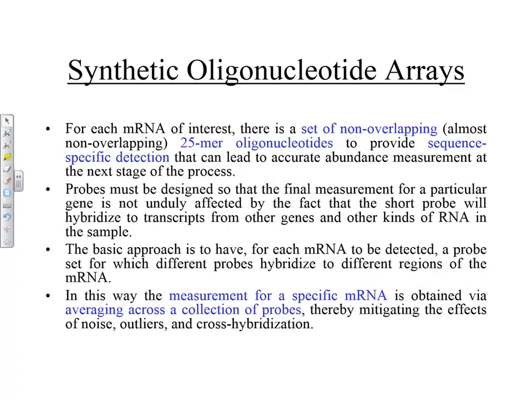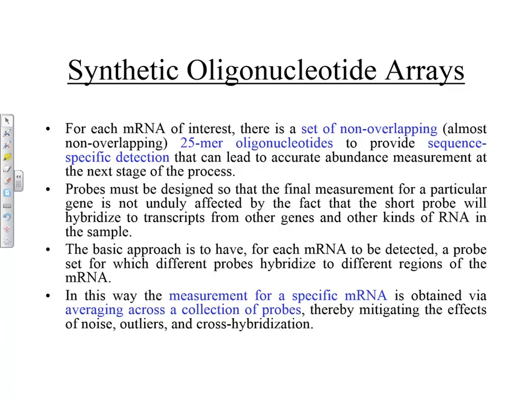So for each messenger RNA of interest, there is a set of non-overlapping or almost non-overlapping 25 mer oligonucleotides, that means synthetic nucleotides with 25 bases in them, to provide sequence-specific detection that can lead to accurate abundance measurement at the next stage of the process. The probes must be designed so that the final measurement for a particular gene is not unduly affected by the fact that the short probe will hybridize to transcripts from other genes also and other kinds of RNA in the sample. So you'll be picking up a lot of other stuff too with these short probes.